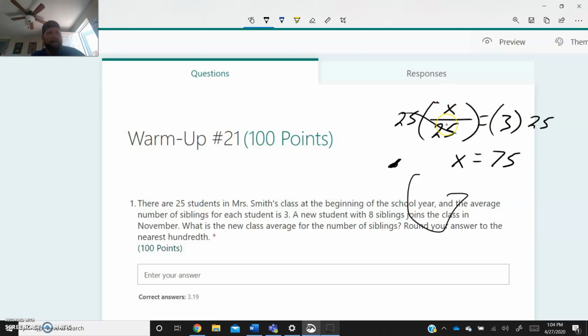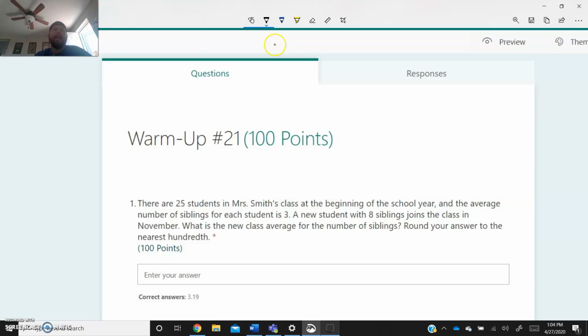So it was just 75 divided by 25. I'm going to go ahead and delete that, and now I need to solve my next problem. Remember, x ended up equaling 75. That's going to be an important role here. Starting off with my same problem, I know it's not x, it is 75 and 25.